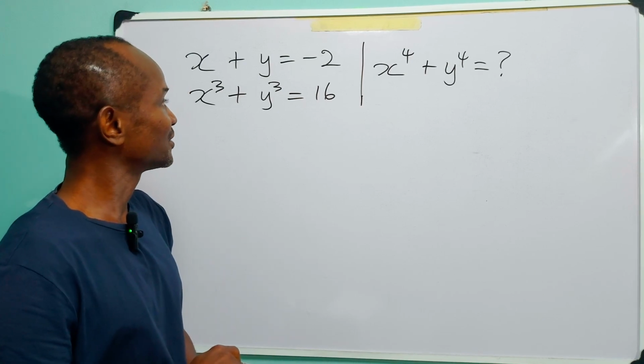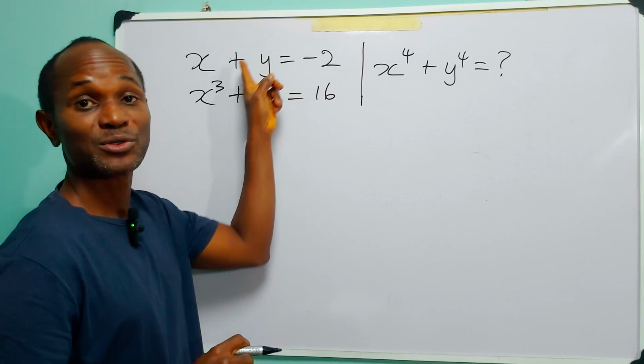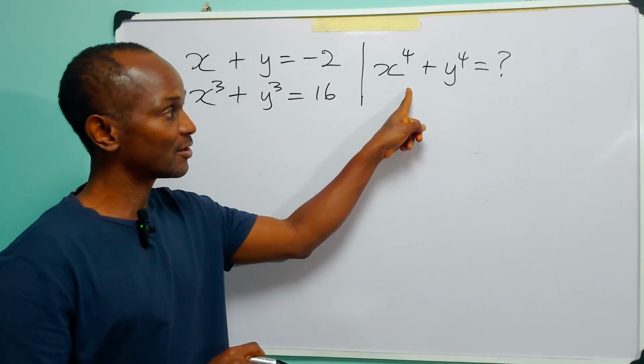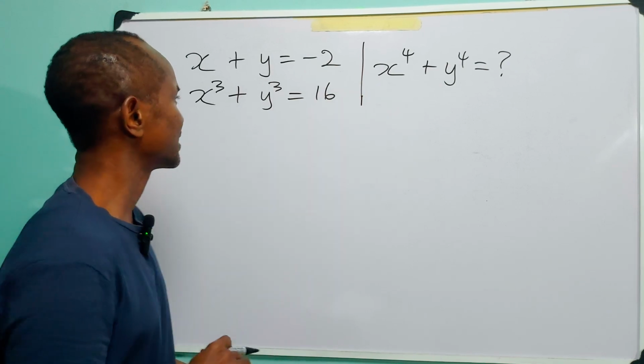Now, the first way I solved this problem was to solve the two simultaneous equations, get values for x and y, and then evaluate this quantity. This was what I did.